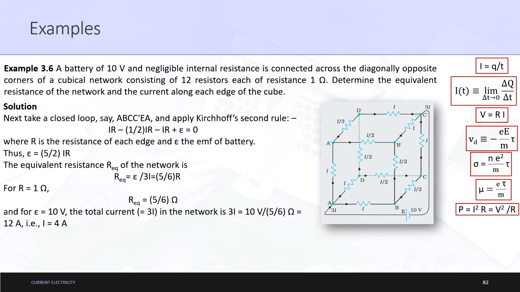Now let us take a closed loop, that is A B C C dash E A. Let me check where this loop is here. A B, where is A B? A B C C dash E A. So, this is the loop we will talk about here. This is that small loop, as you can see. Let us move on with this loop, quite evidently a closed loop.